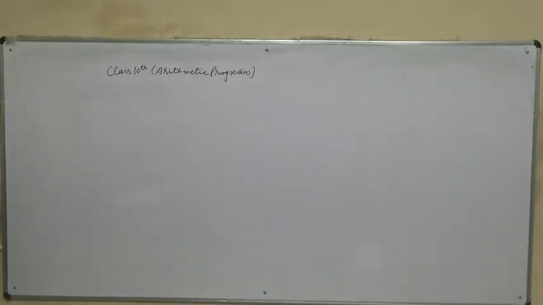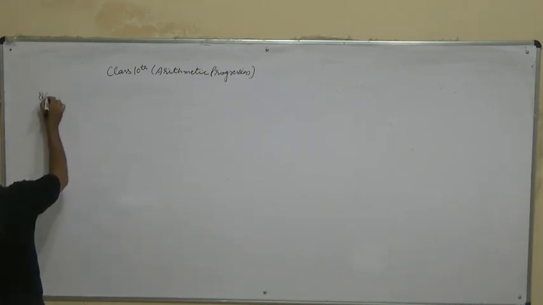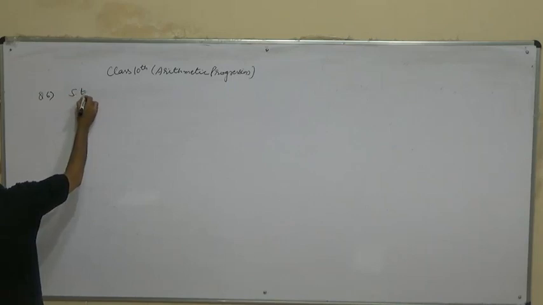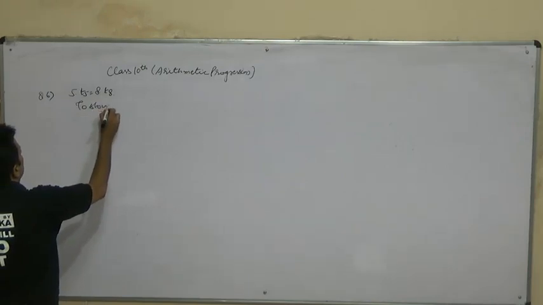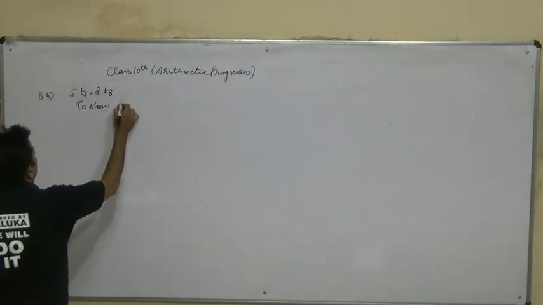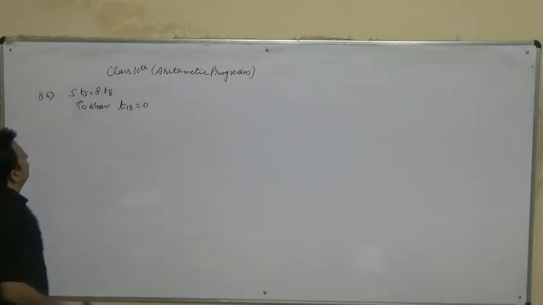Then the next question is: we are given that 5 times the fifth term is equal to 8 times the eighth term. Show that the 13th term is 0. So a very interesting question. Question 6. 5 times the fifth term is equal to 8 times the eighth term. To show T13 is equal to 0.